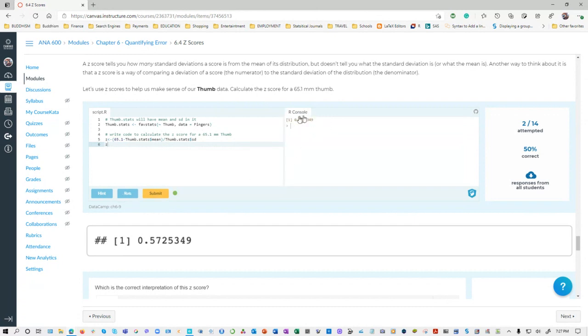What would this give us? Instead of 65.1, it's going to be that above the average. Can you remember 62, 61 point something for the average for the thumb data?